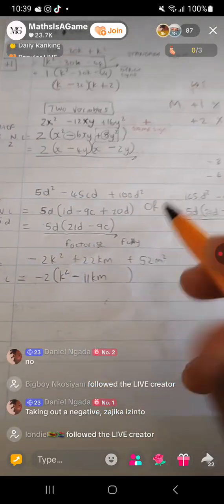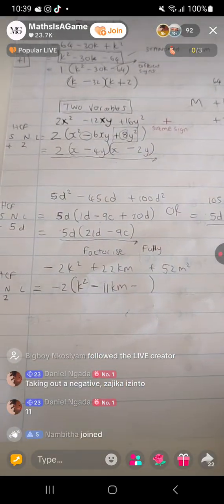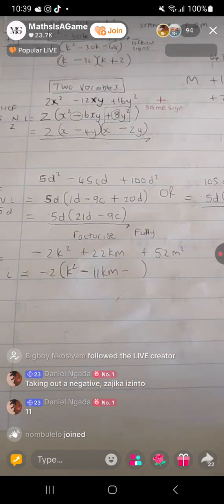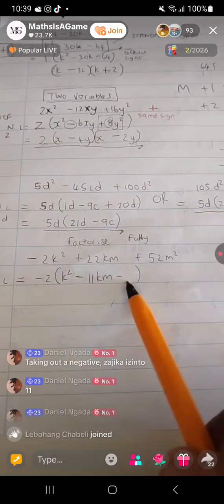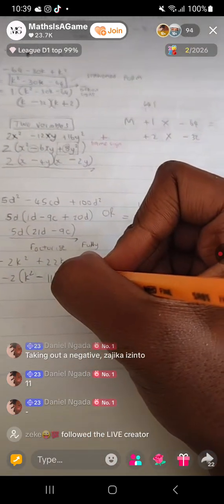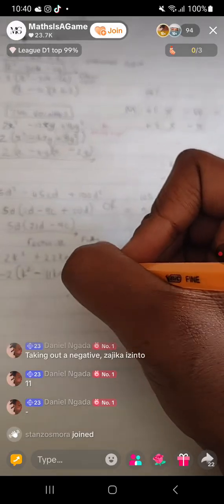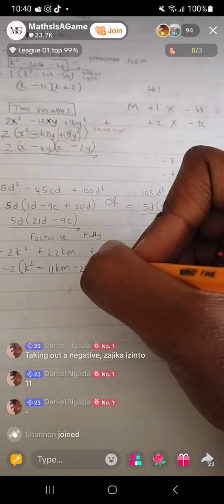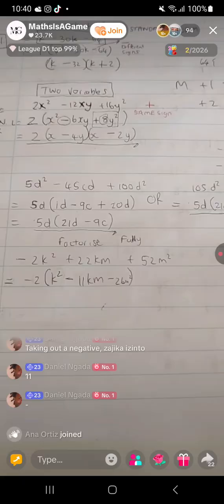Negative times what gives you a positive? It's a negative. You see, are you with me, guys? I hope you understand this. Then 2 times what gives you 52? It is 26, and the m squared there.